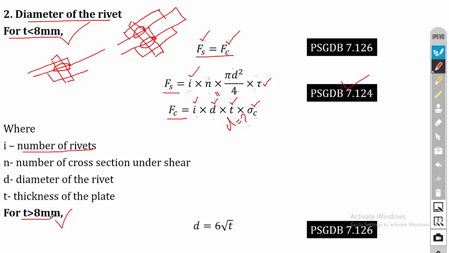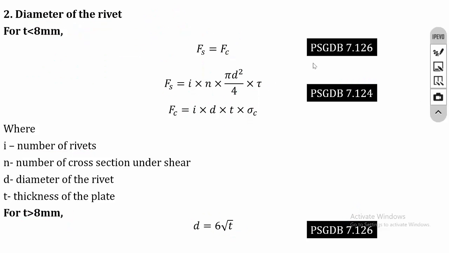If the thickness is greater than 8, then the procedure is very simple. D is equal to 6 into root T. Okay, so the equation is there in data book page number 7.126. You can refer that. Okay, so D is equal to 6 root of T. Here T is the thickness of the plate. Okay, so this is the second step.